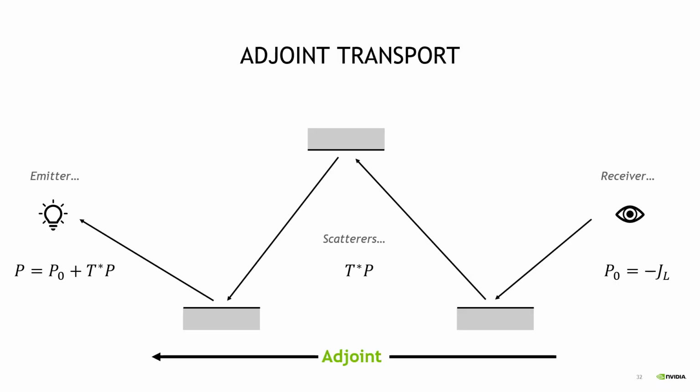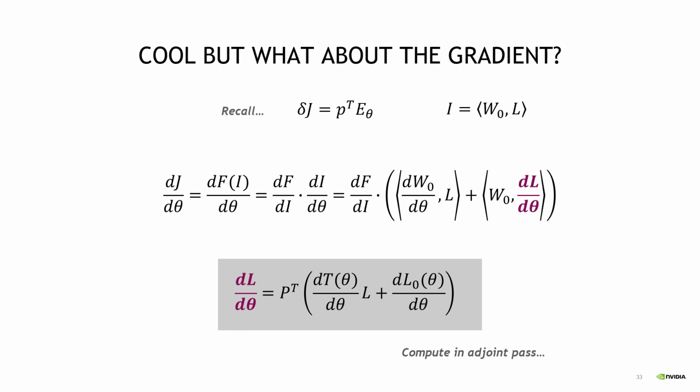And so this is how it works. We go from the receiver to the emitter, just like we did for the importance, and we use the adjoint transport operator. Okay, so this gives us the adjoint. But what about the gradient?